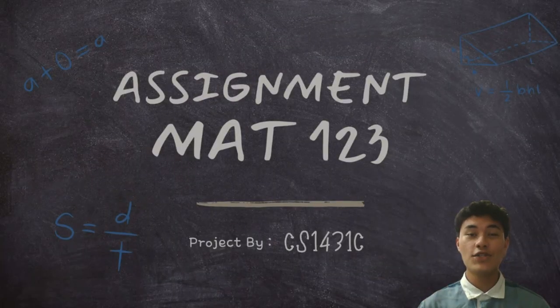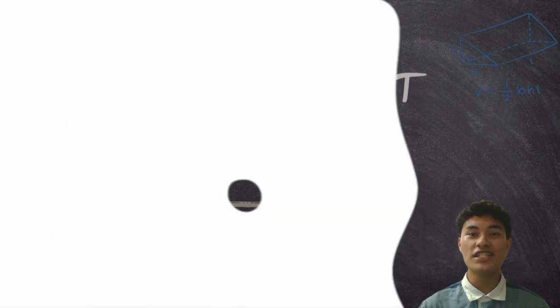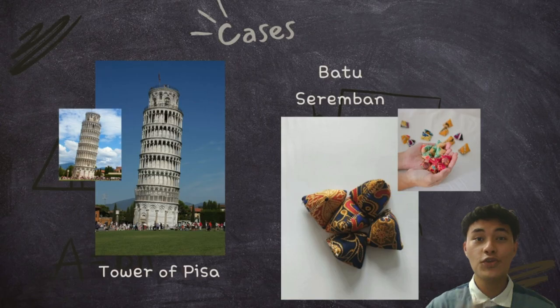Hello guys! Today, my friend and I will be presenting our group project for subject MAT123. There are two cases that we would like to share and discuss with you. The first is about the Tower of Pisa and the second is about Batu Seremban.